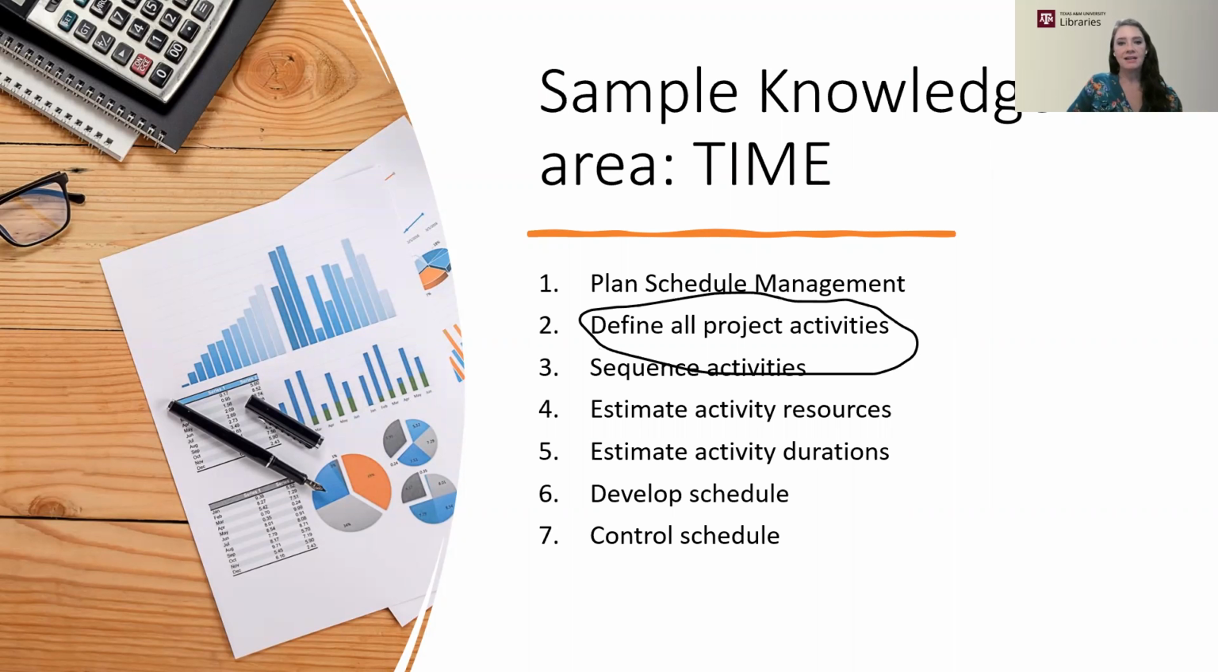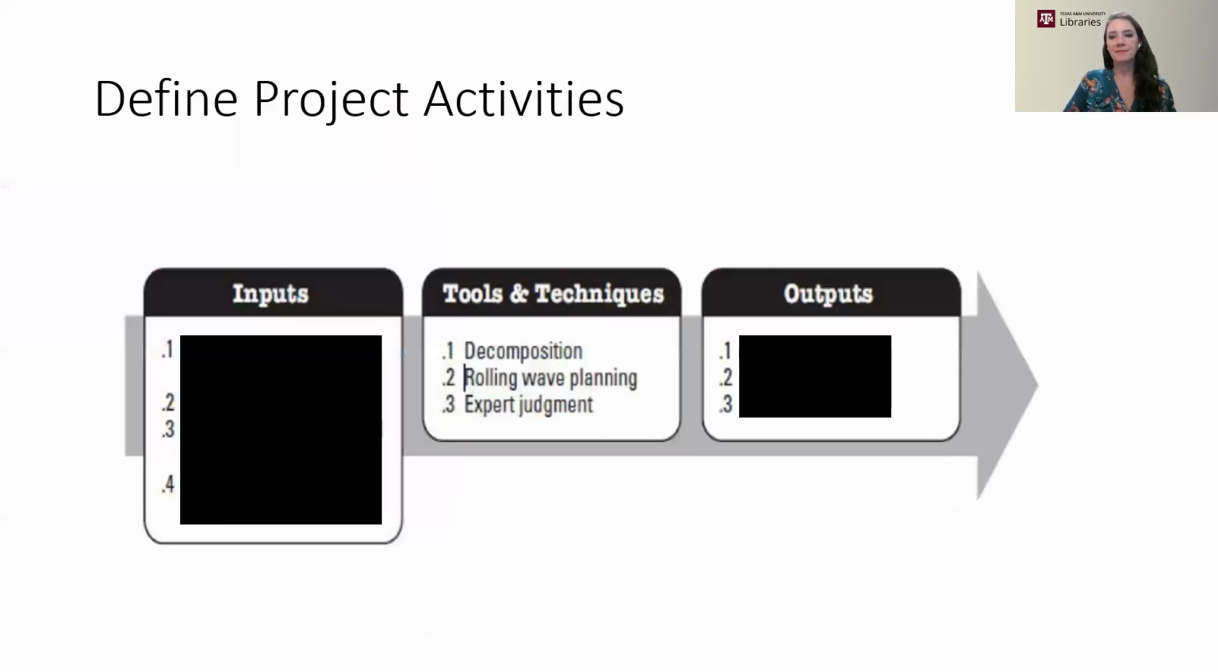So we're going to dive in to one of these processes, and that is define project activities. I just want to give you a taste of what you can find if you decide to learn a little bit more about a specific area of project management. Remember, there were 10 knowledge areas, each with its own set of processes, and each of those processes has a chart like this. When you are conducting this process, what inputs do you need to do this? What tools and techniques can you learn to make the process easier, and what outputs do you get from it?